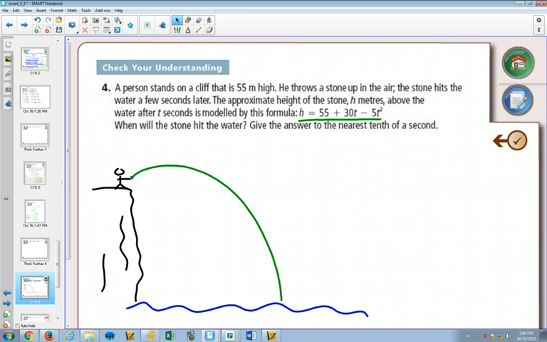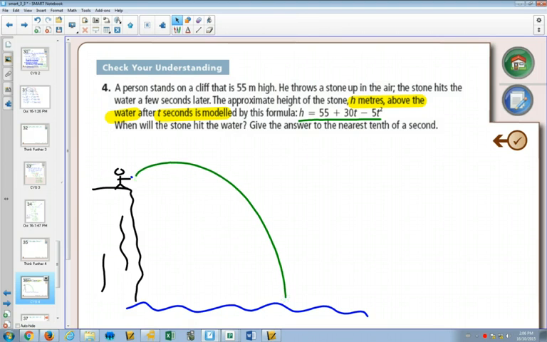The approximate height h above the water after t seconds is modeled by the following formula. So you have to take into account some important words in a question like this. They're defining what h is. H is how much above the water it is in meters. And they're defining what t is. T is seconds.